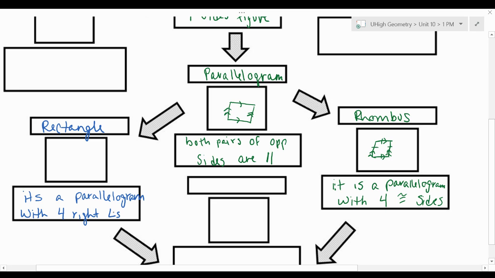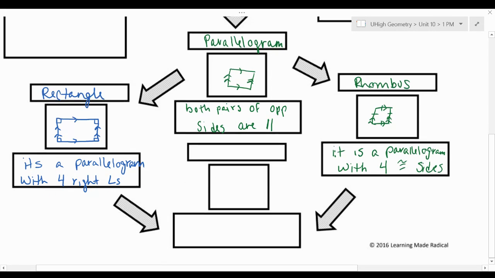So I can draw it. I could draw any length and width I want. I just have to know that my opposite sides are parallel, and I have to have 4 right angles. So that just means all of my corners have to be right angles.